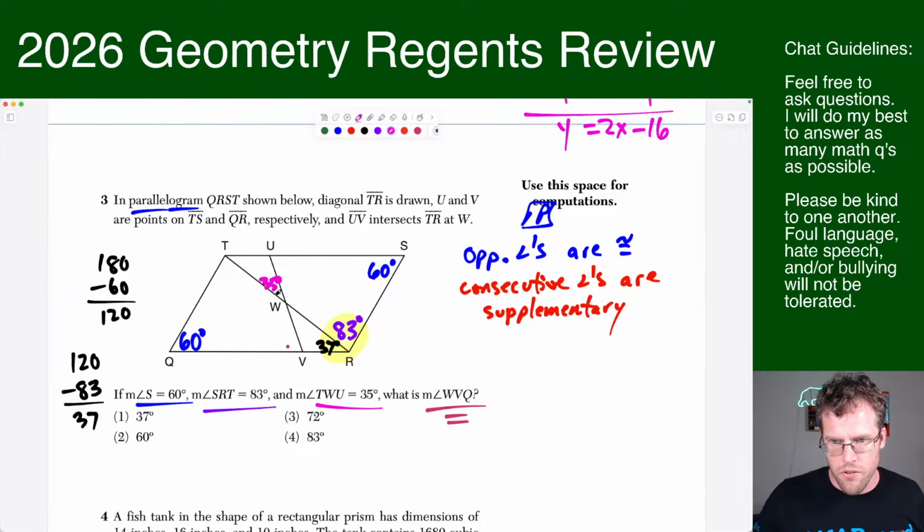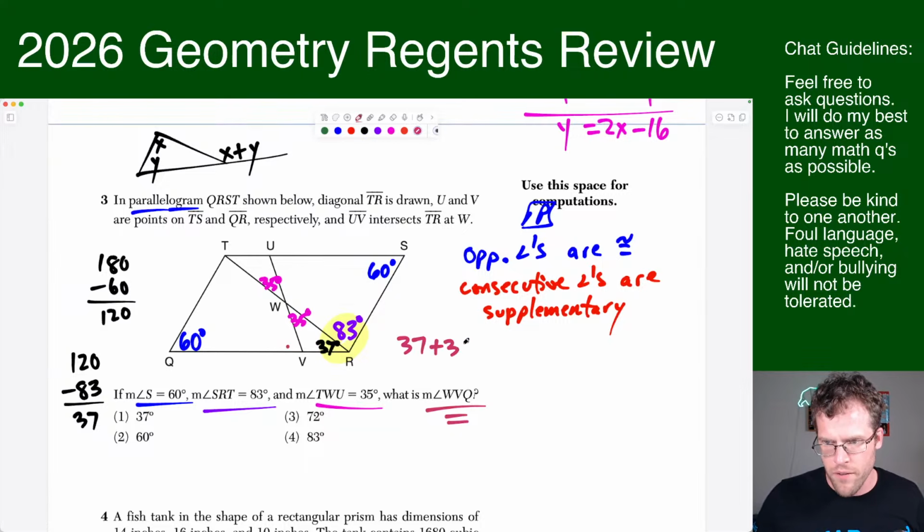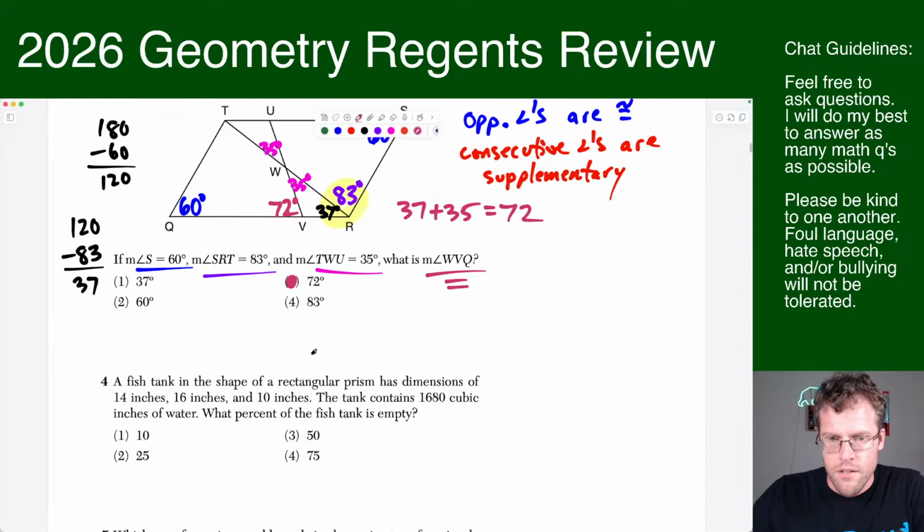This angle over here is 35, so vertical angles are equal. So this is 35. And if this is 35 and this is 37, exterior angles theorem. You ready? So if this is X and this is Y, the exterior angle is X plus Y. So this angle out here, I would just do 37 plus 35 is 72. So this angle out here is 72 degrees, and that's going to be choice 3. Okay, so choice 3 it is.